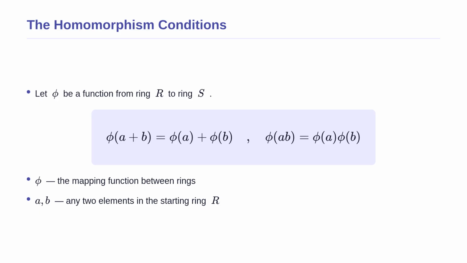The second equation ensures the exact same rule holds for multiplication. For a function phi to be a valid ring homomorphism, both of these equations must hold true for every single pair of elements in the starting ring. If either rule fails, the structural bridge collapses.